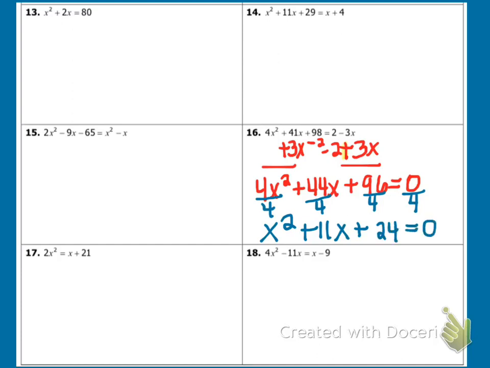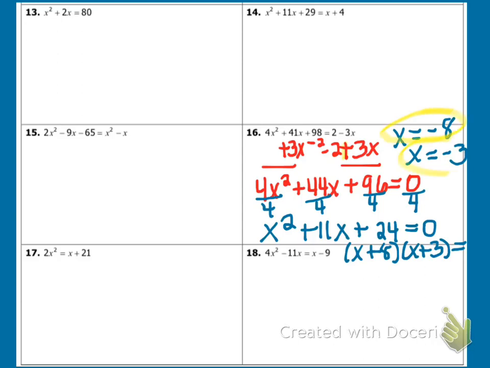And now all I have to do is find factors that are going to multiply to give me 24 and add to give me 11. So that would be 8 and 3, both positive. If I set them both equal to 0, I'd have two solutions. One is x equals negative 8, and then x equals negative 3. Or again, the ordered pair version would be negative 8, 0, and negative 3, 0. So there's my two solutions there.